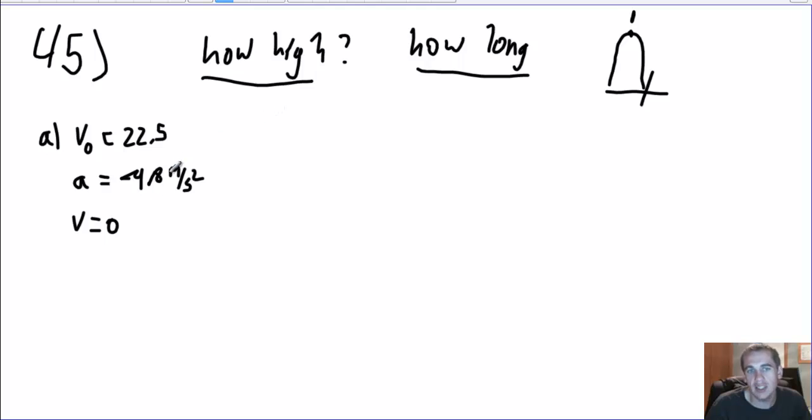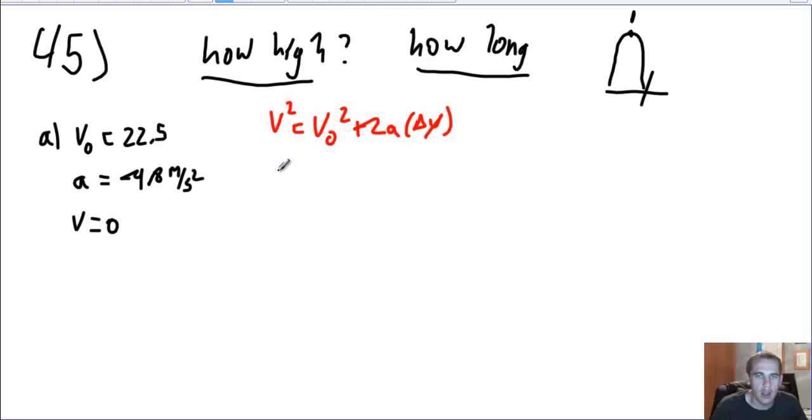So I know an initial velocity, I know a final velocity, I know an acceleration, and I want to know time. So I'm going to use the third equation. V squared equals V naught squared plus twice the acceleration times the change in position. Okay? So 0 equals 22.5 squared plus 2 times negative 19.6 times delta y.